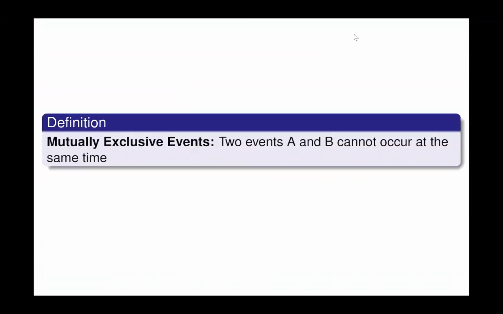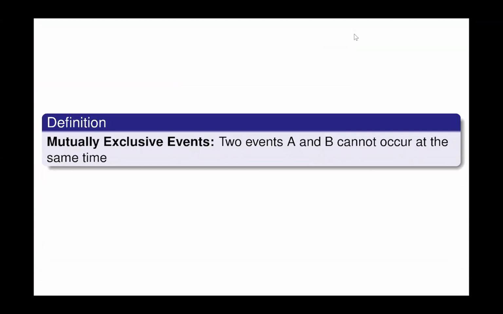All right, so let's do mutually exclusive. When we talk about two events being mutually exclusive, it means those two events cannot occur at the same time. So mutually exclusive just means either one event is going to happen or the other event is going to happen, but both events cannot occur at the same time.